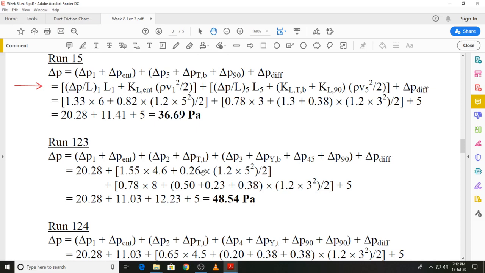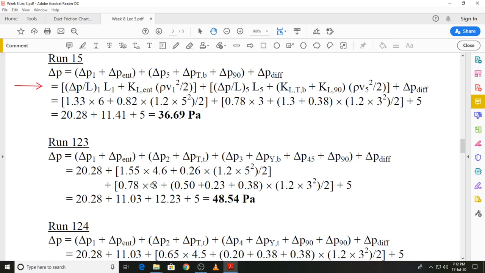Then we have the loss coefficient T through is 0.26, and then half rho v square, and remember the velocity that we are going to use will be, because we are talking about segment 2, the velocity is v2, so half rho v2 square over here. After that we move into segment 3. Again, the total length was 8 meters. In segment 3, the pressure drop was 0.78 pascals per meter.